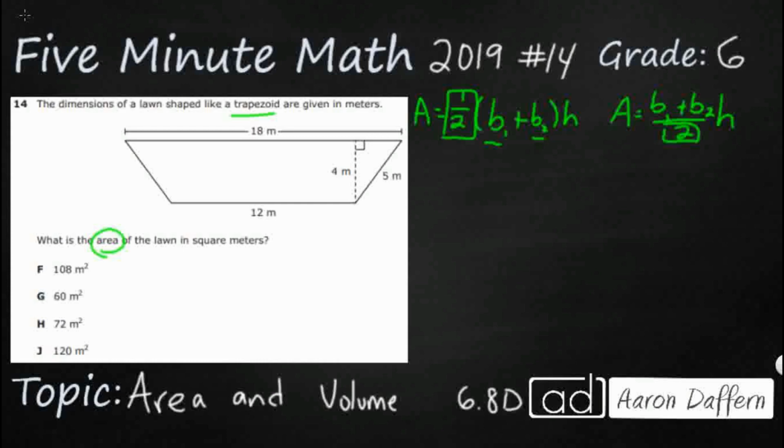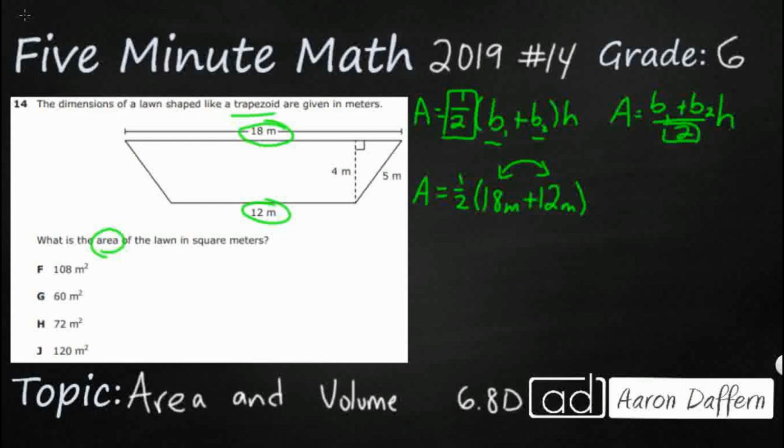The two bases in a trapezoid are the two lines that are parallel. So in this case, we've got 18 and 12. It doesn't matter which one is base 1 and which one is base 2, so we'll just plug those in here. We'll say 1/2, and I'll use this first equation, 18 meters plus 12 meters. Once again, with the commutative property, we can switch these up, 12 and 18. It doesn't really matter. We're simply going to add them.